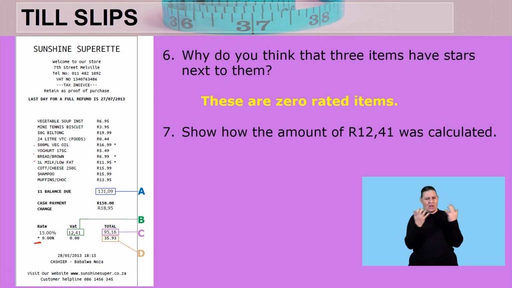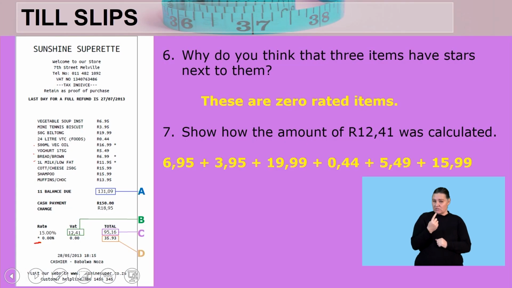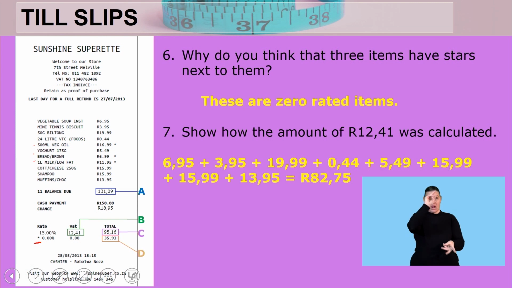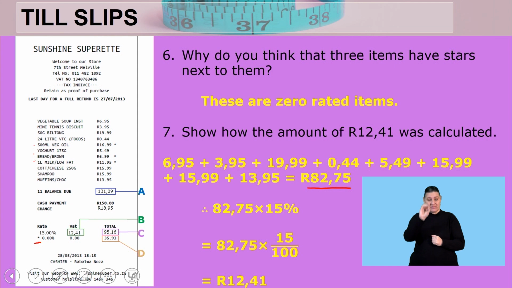And show how the amount of 12.41 Rand was calculated. Okay, now this one's a little bit tricky, so let's focus. The first thing we've got to do is add up all the amounts that are not 0 rated. In other words, the amounts that don't have stars next to them. And I get 82 Rand 75. Then we've got to multiply that by 15%, because that is VAT. Okay, and once we do that, we get 12 Rand 41. And that's the amount at B. That's how VAT was calculated. Great work. Let's push along.